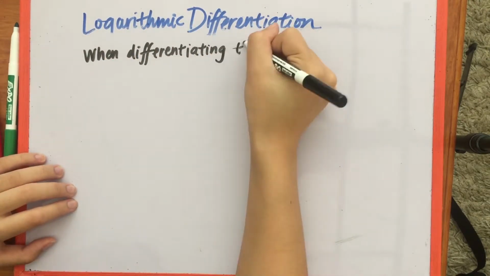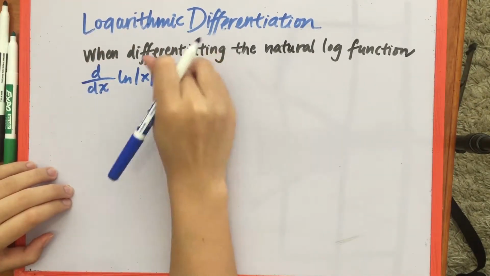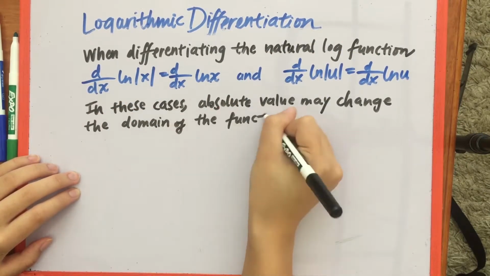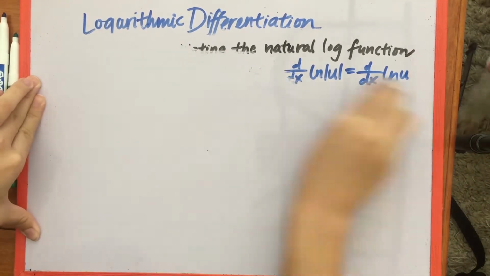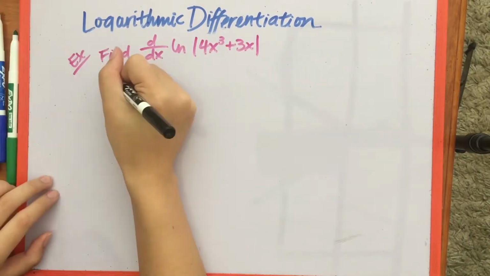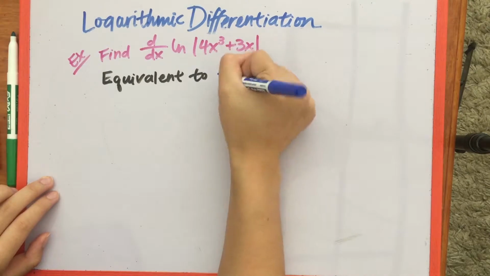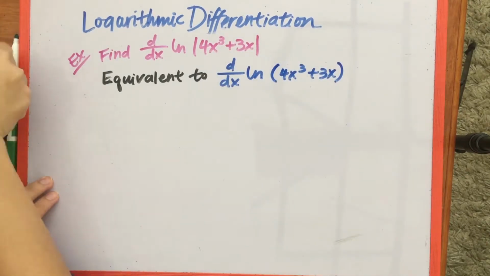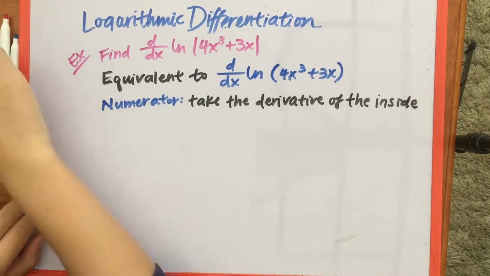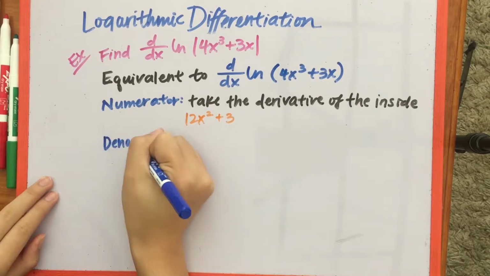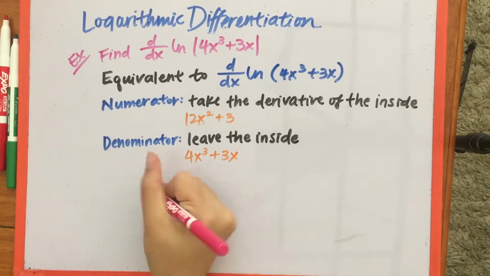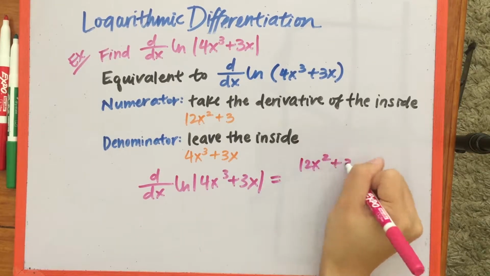When differentiating the natural log function, if your argument is an absolute value, it may change the domain of the function, but not the derivative. For instance, if we have find the derivative of ln of absolute value 4x cubed plus 3x, it's equivalent to finding the derivative of ln of 4x cubed plus 3x without the absolute value. So the process is the same. For the numerator, you're just left with 12x squared plus 3, and for the denominator, you leave it the same, which is 4x cubed plus 3x. So your final answer is 12x squared plus 3 divided by 4x cubed plus 3x.